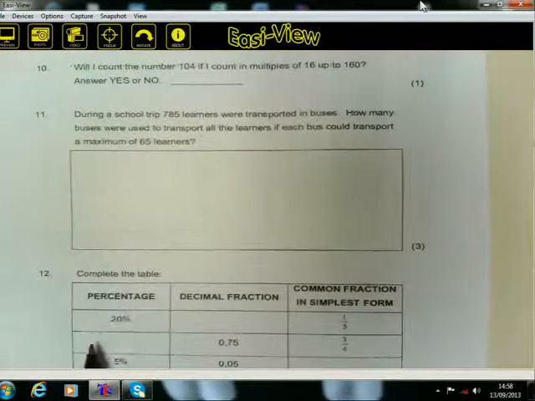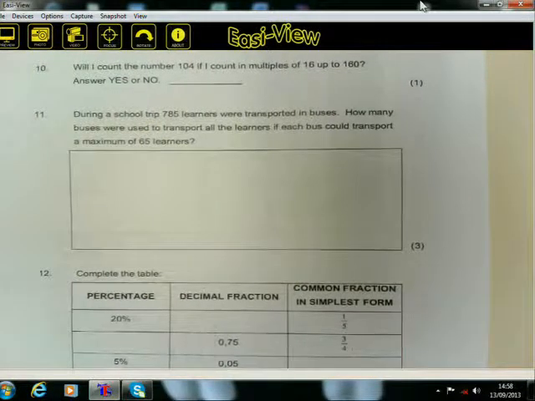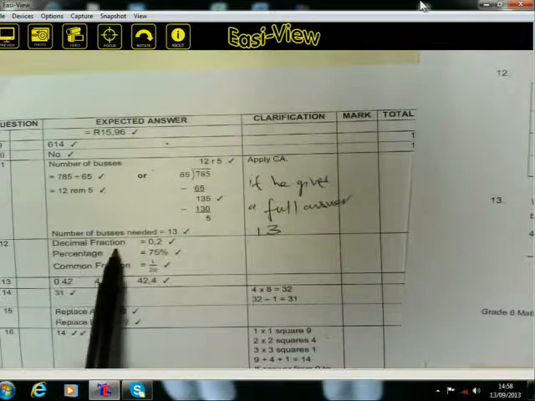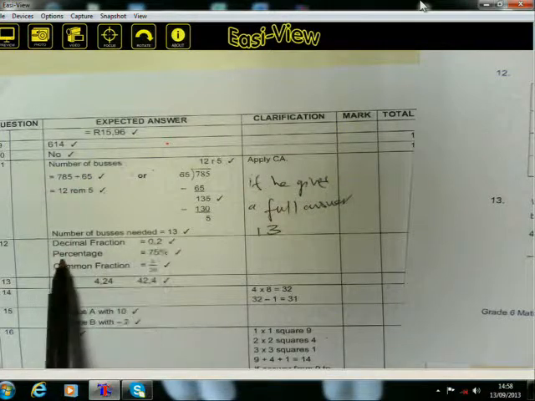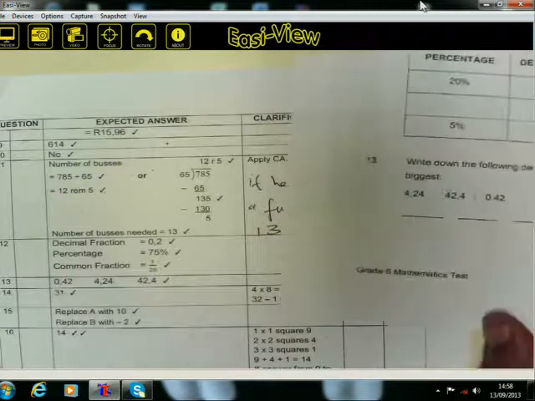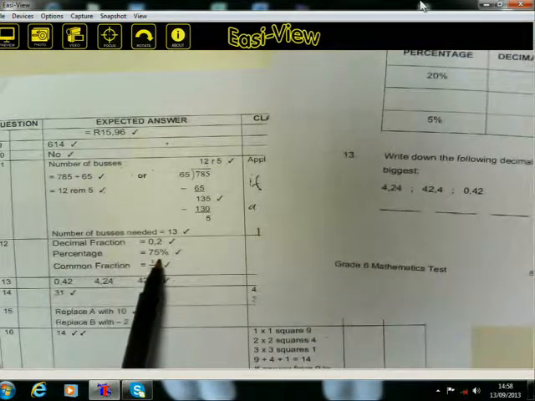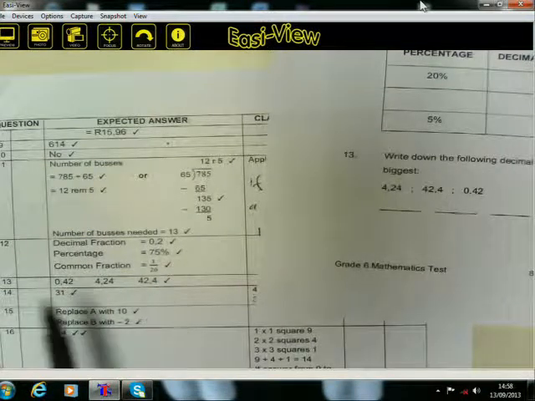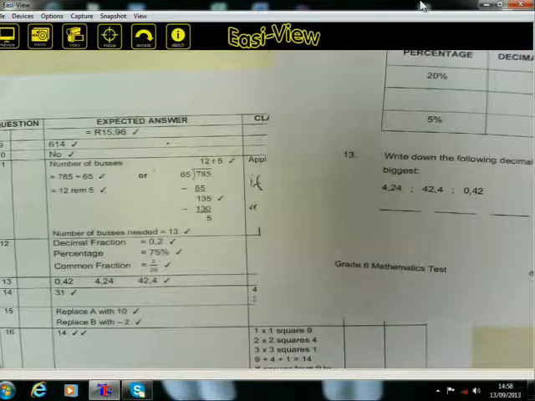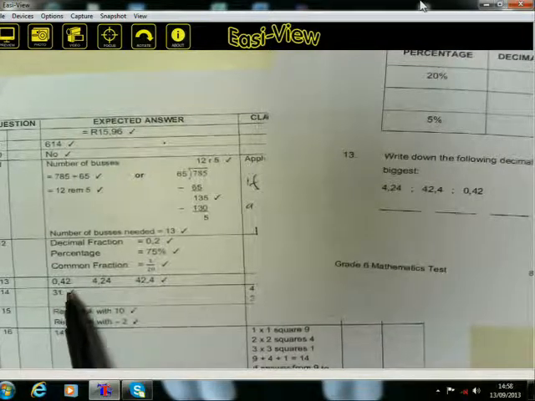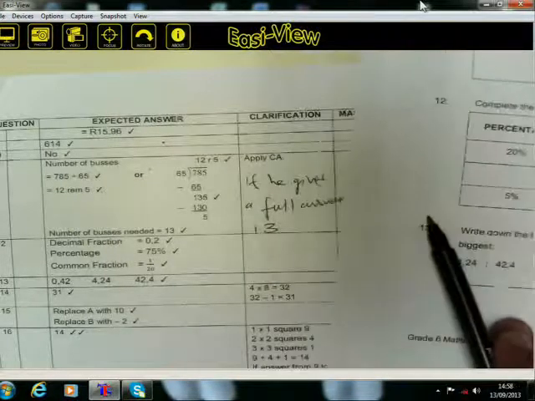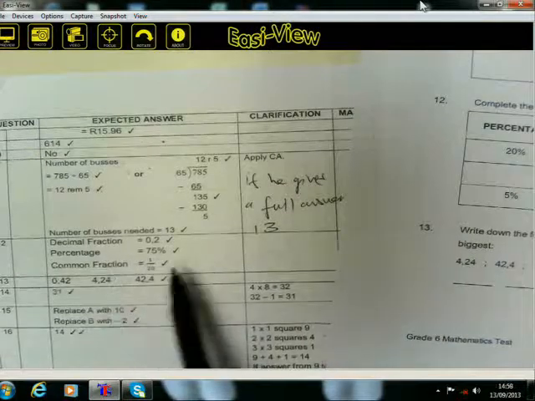Complete the table, 12 there, 20% decimal fraction, and then you fill in there the percentage of 0.75. Let's go to the answers there. The decimal fraction, 0.2, percentage there, 75%, and then the common fraction is 1/20, 1 over 20, yeah? Okay, let's look at the next one. I think this is clear. It indicates how you should mark.